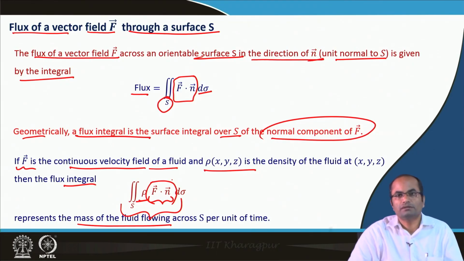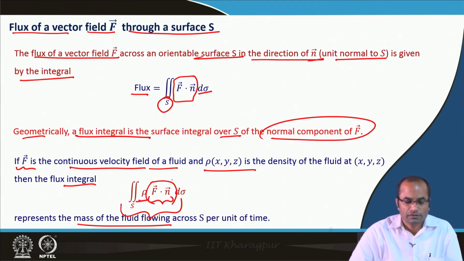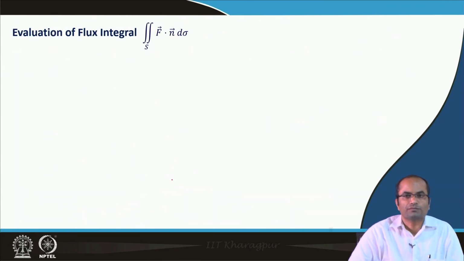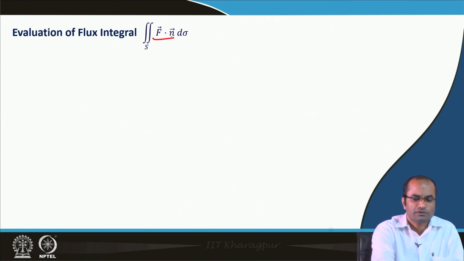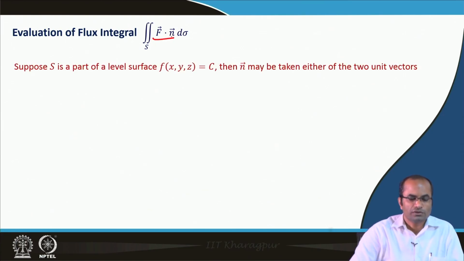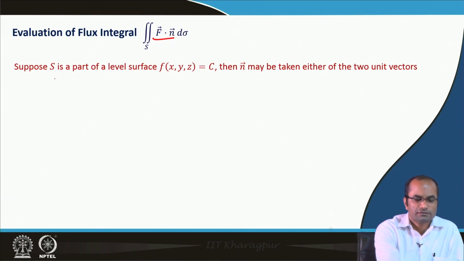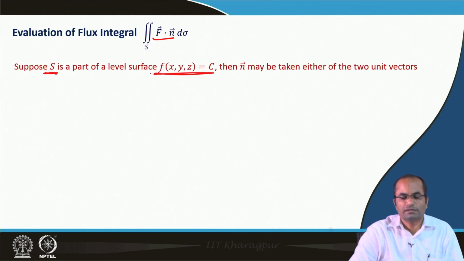So, we will evaluate this for some simple examples, but now the idea is how to evaluate it. This is exactly a continuation of the previous lecture, where we discussed how to evaluate surface area and how to evaluate a scalar function over the surface. Here we will continue this for a more general integral. For the evaluation, we assume that the surface S is a part of the level surface f(x, y, z) equal to c.